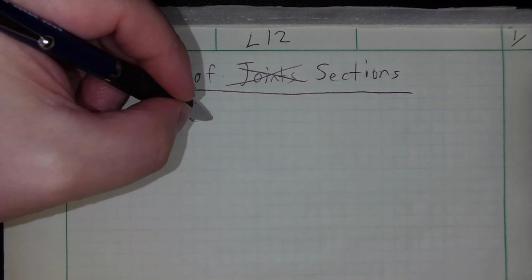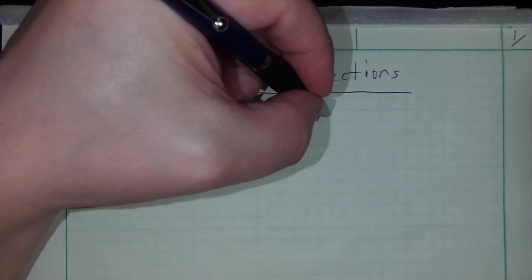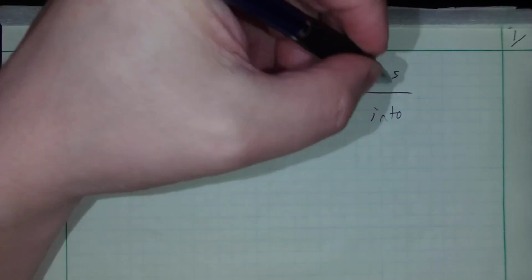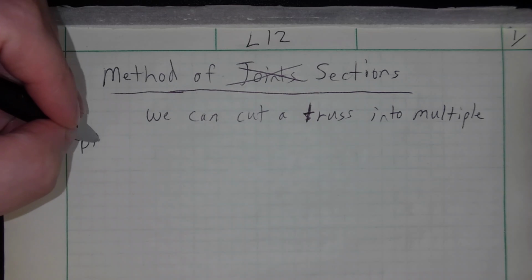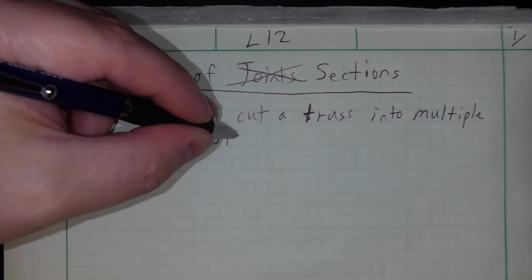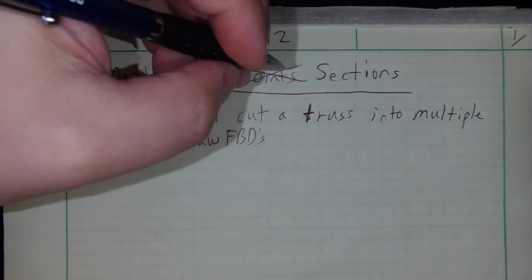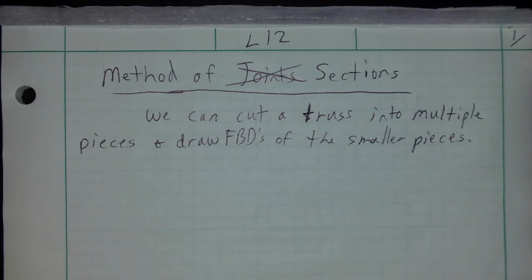It's the idea that we can cut a truss into multiple pieces and draw free body diagrams of the smaller pieces. And anything we can draw a free body diagram of, of course, we can apply equilibrium equations.